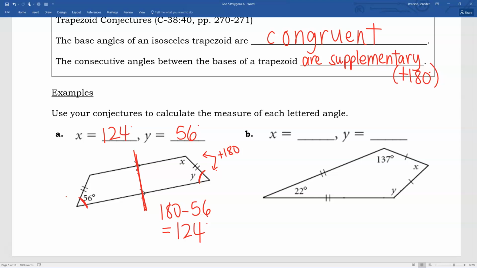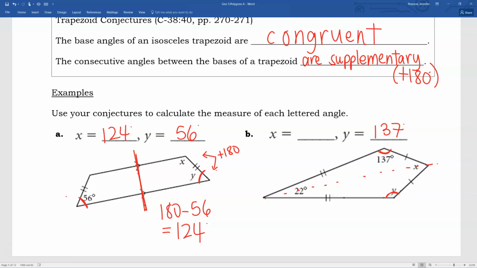Looking at our kite, we're going to look for symmetry again. We can fold our kite along this diagonal, telling us that this non-vertex angle and this non-vertex angle are congruent. Therefore, Y is 137 degrees.